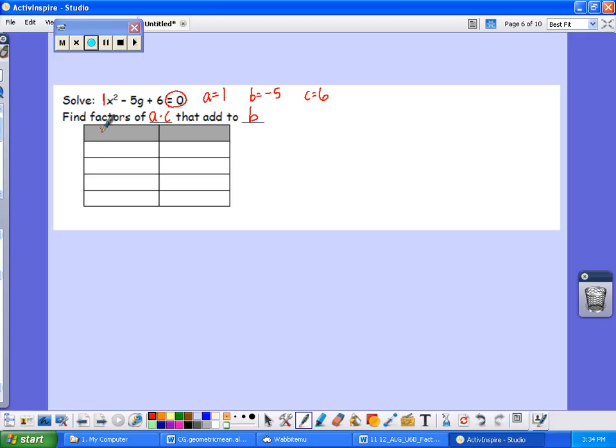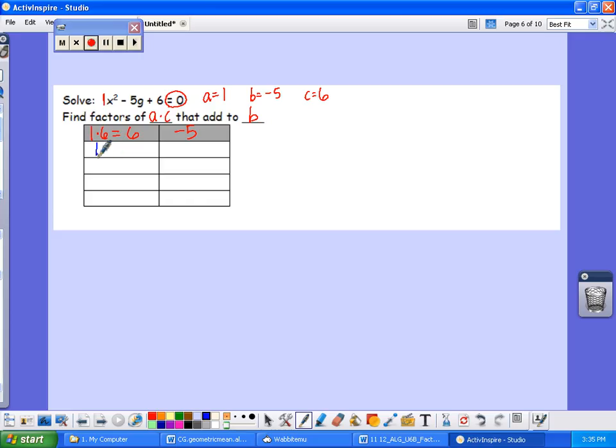So in the first column, a times c, that would be 1 times 6, and that equals 6. And my factors have to equal negative 5. Here's where the tricky part comes in, or where you have to really pay attention here. I have to multiply two numbers to give me 6, but they have to add to a negative 5. So what that means is that in order for me to get a positive here, to multiply two numbers, either they're both positive or they're both negative.